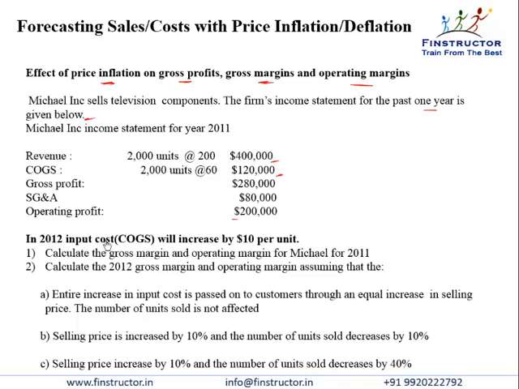In 2012, the input cost will increase by $10 per unit. So from 60, this will become $70 per unit. Calculate the gross margin and operating margin for Michael for 2011. Calculate the 2012 gross margin and operating margin, assuming that the entire increase in input cost is passed on to customers through an equal increase in selling price. The number of units sold is not affected.